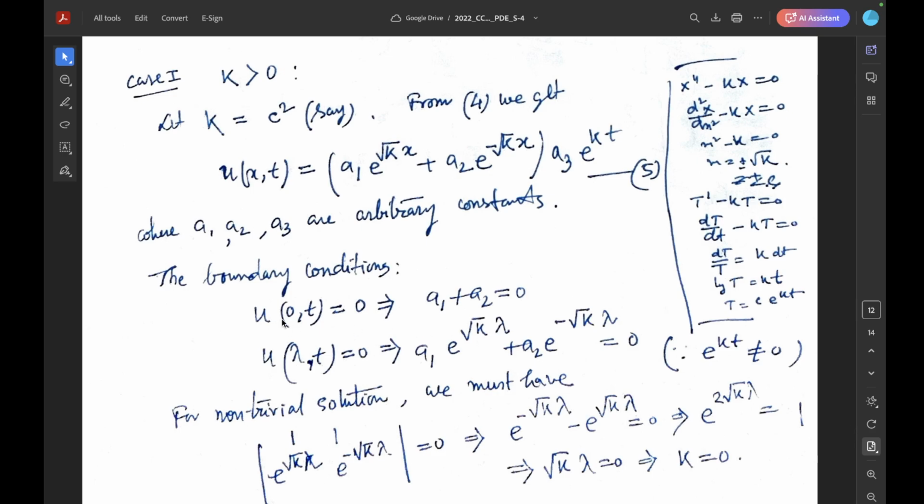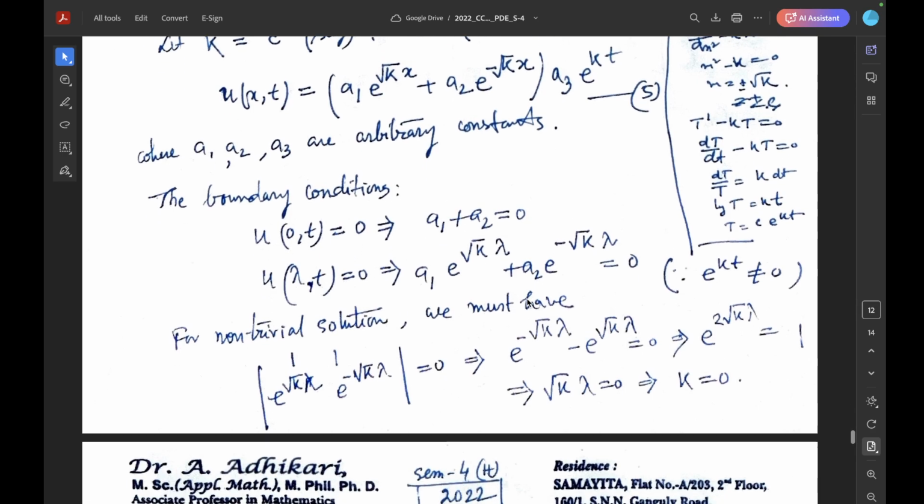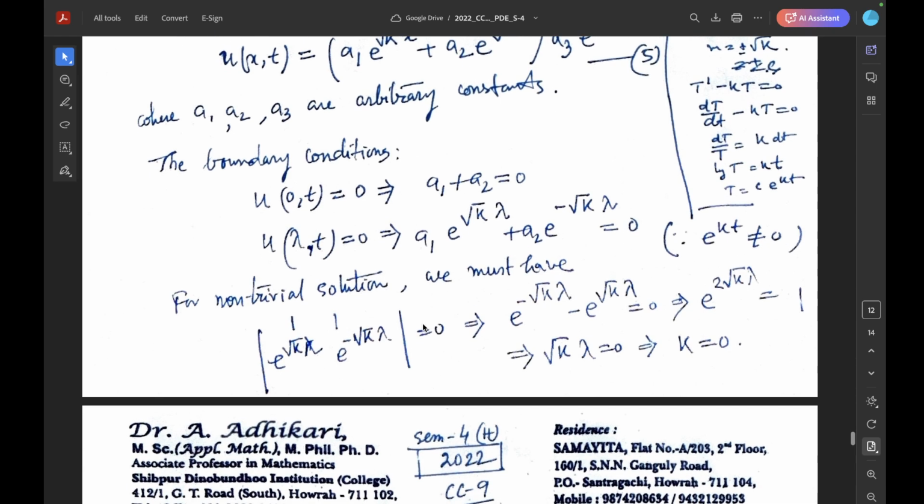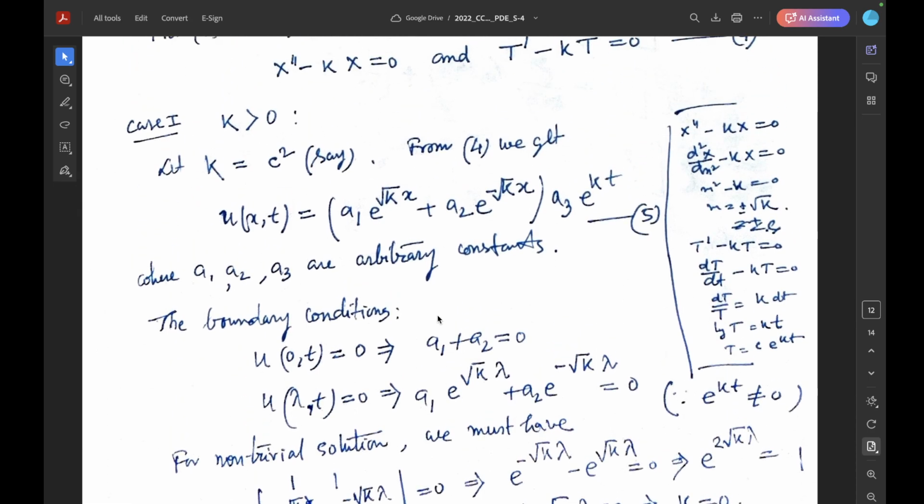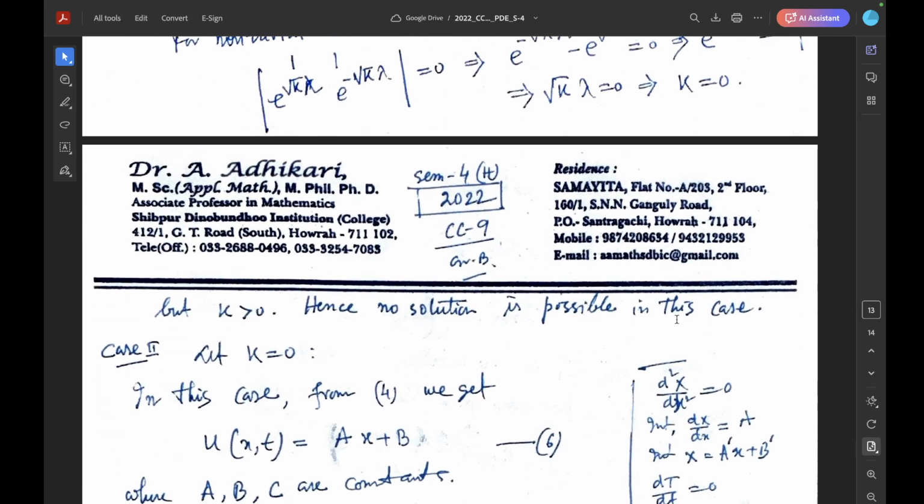And boundary conditions: u(0,t) equal to 0, so a1 plus a2 equal to 0; u(lambda,t) equal to 0, so a1 e to the power root k lambda plus a2 e to the power minus root k lambda equal to 0, e to the power kt not equal to 0. And for a non-trivial solution of this system, to solve for a1, a2, the coefficient determinant with entries 1, 1, e to the power root k lambda, e to the power minus root k lambda must be equal to 0. So we get k must be equal to 0, but we choose here k greater than 0.